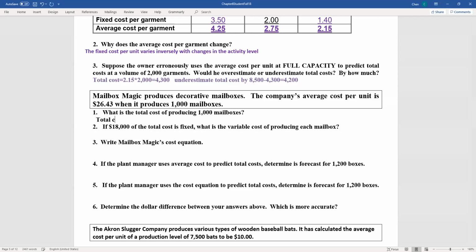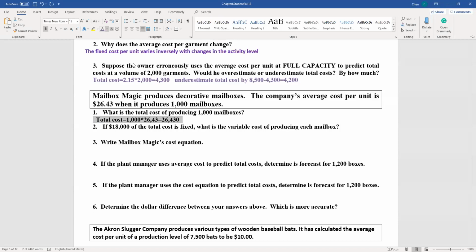So total cost will be equal to 1,000 times 26.43. And the answer is 26,430. Okay. And this is the total cost.